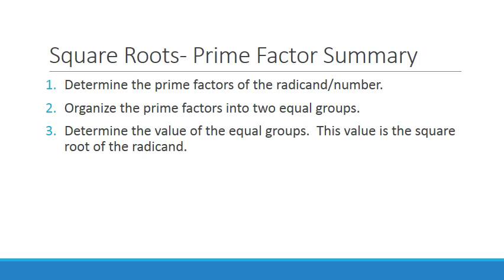So, quick summary for how we do this. Step 1, determine the prime factors of the radicand or the number in question. Step 2, organize the prime factors into 2 equal groups. Step 3, determine the value of the equal groups. This value is the square root of the radicand.